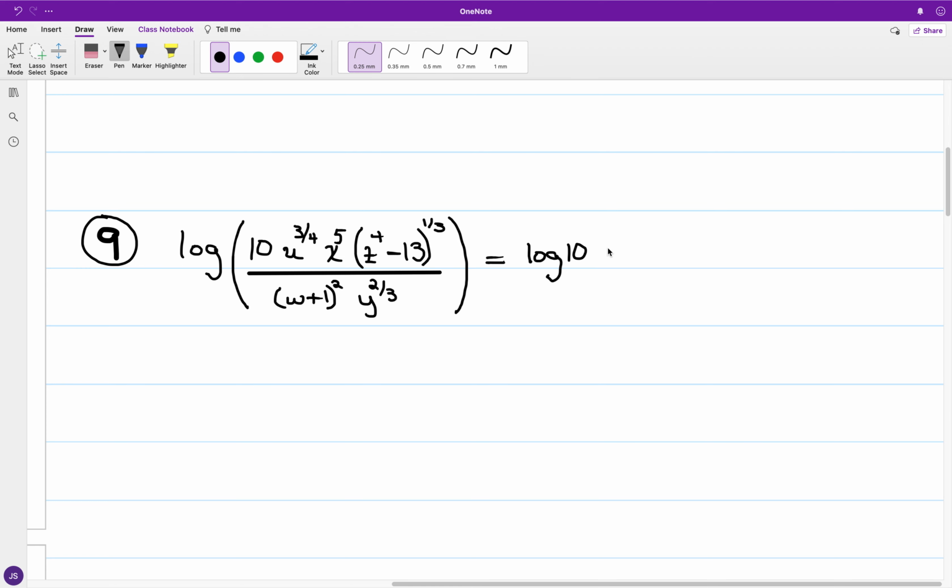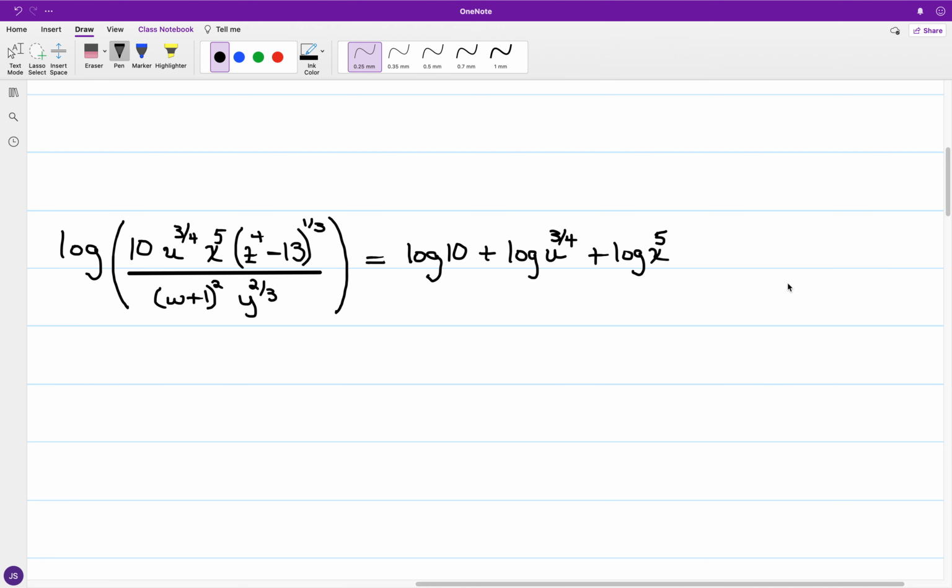Multiplication implies addition whenever we are expanding into separate logarithmic terms. So you have plus the base 10 logarithm of u to the 3/4. Next we have x to the 5th, so we have a base 10 logarithm of x to the 5th. We also have z to the 4th minus 13 quantity to the 1/3 at the top, as its own logarithmic term, which is also added.